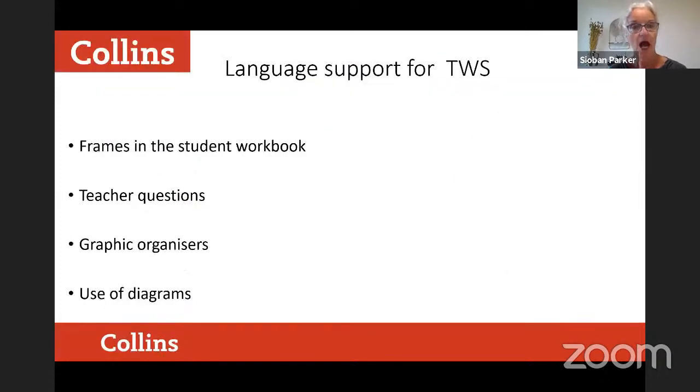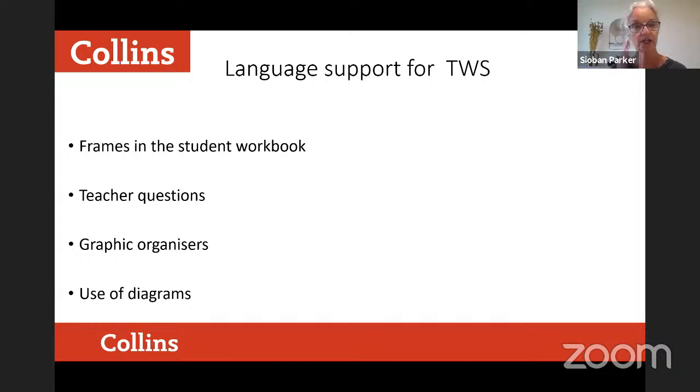Next, I would like to talk to you very quickly about language support for thinking and working scientifically. That is because I am aware that a lot of our learners are English as a second language learners. By its very nature, thinking and working scientifically helps learners develop competency in English. They're actively encouraged to talk with each other, to ask questions with each other, to find out more from each other. Within the student book, and the workbook mainly, we have got sentence frames, and we've also got glossaries. We've also got in the student book the keywords.